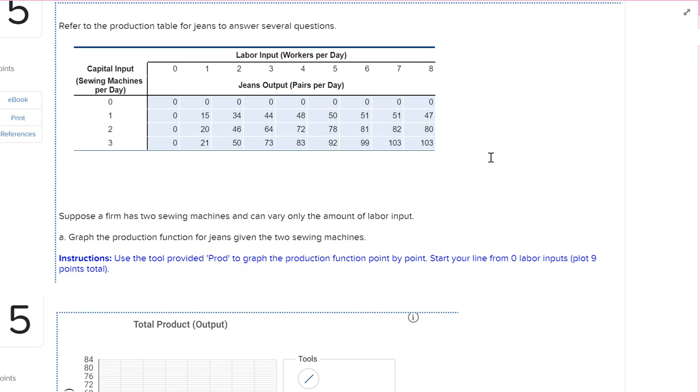And in this case, our capital input is sewing machines. And it tells us that we're supposed to imagine that a firm has 2 sewing machines and can only vary the amount of labor input. So here's what we're going to do. We're going to go to this chart and say, okay, with 2 sewing machines, given varying inputs of labor, which is measured up here, we can see what the production possibilities are for this firm.